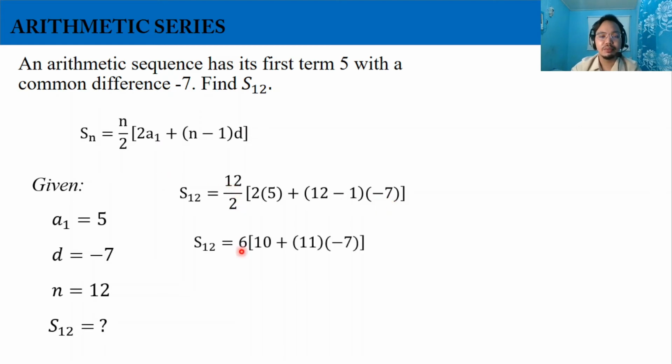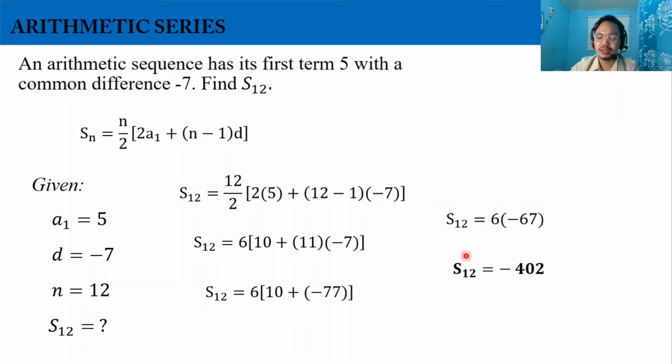12 over 2 becomes 6. Then 2 times 5 becomes 10. 12 minus 1 becomes 11. Then multiply it to negative 7. 11 times negative 7, that is negative 77. Plus 10, that is negative 67. Then multiply it to 6. The sum of the 12 terms is equal to negative 402.